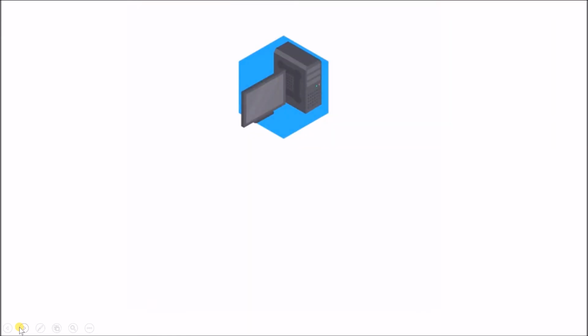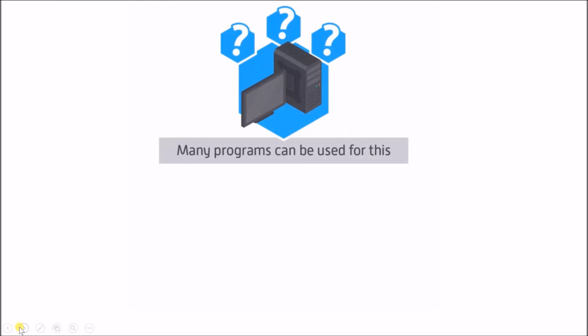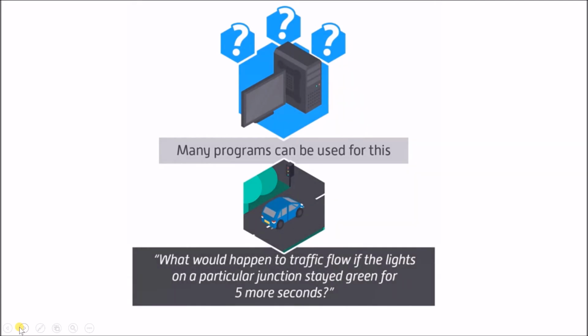Computer modeling involves using a computer to predict what would happen in a given situation. There are many different programs that can be used for computer modeling, as there are many situations in which this technique might be used. You might want to answer the question, what would happen to traffic flow if the lights on a particular junction stayed green for 5 more seconds?